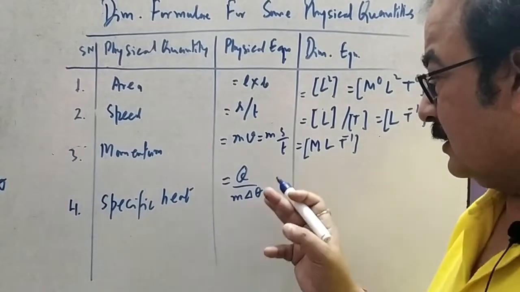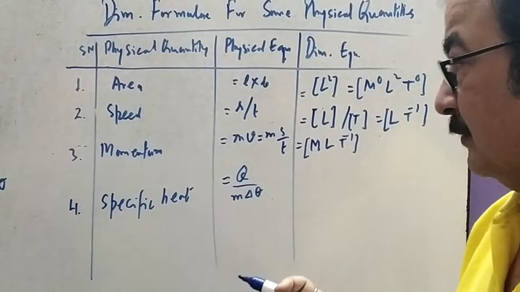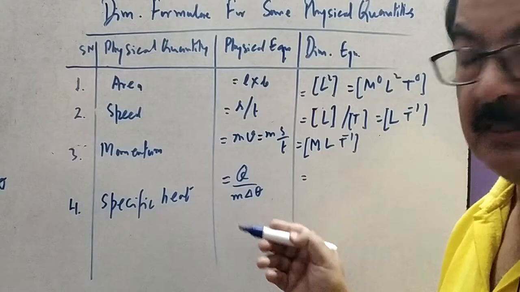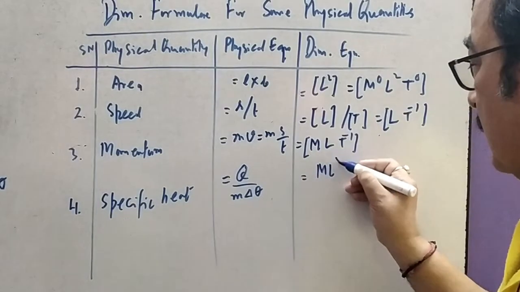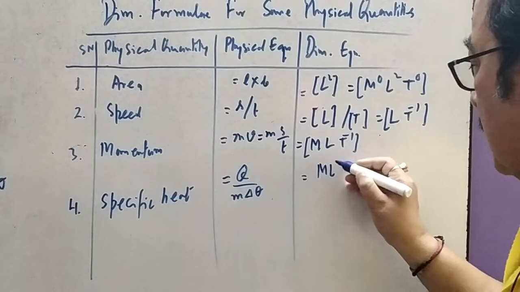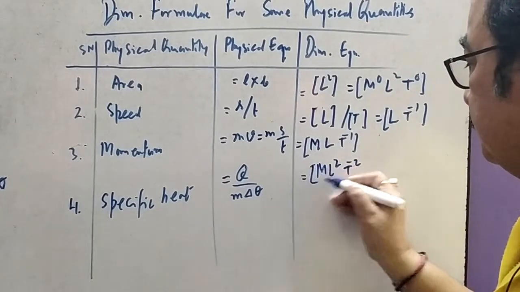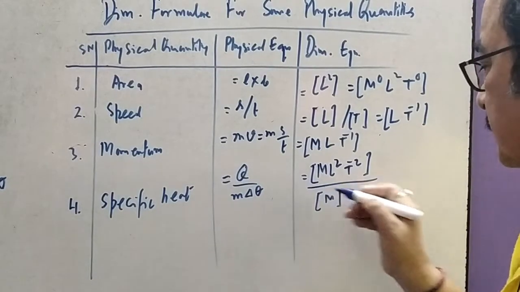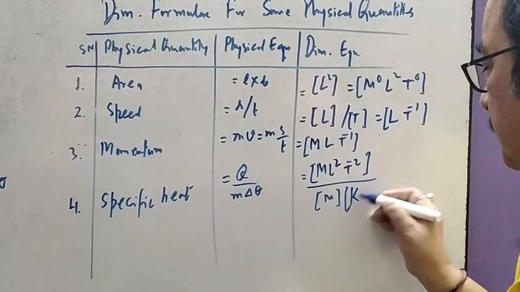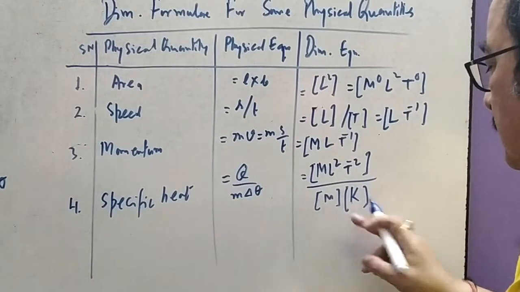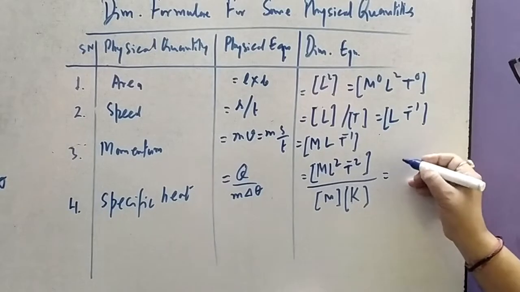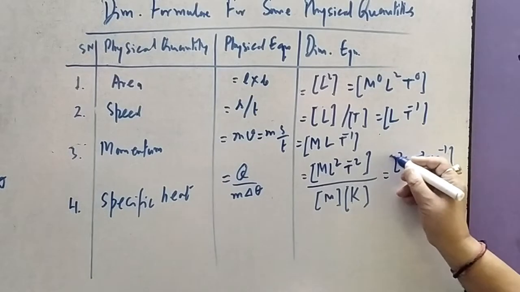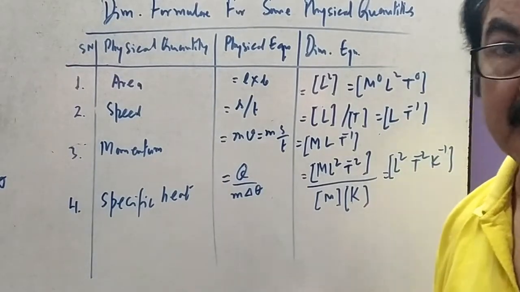Dimension has no role to play in discussing this delta term or any constant term, even if that is attached. Here energy, Q means heat or energy, its dimension is mL square T minus 2. Mass is just M, and temperature is Kelvin. And ultimately we let the M cancel out. L square T minus 2 K minus 1 is the dimensional formula of this specific heat.